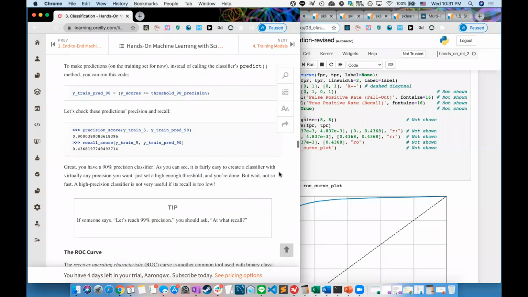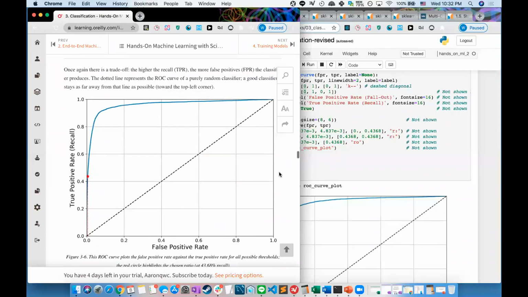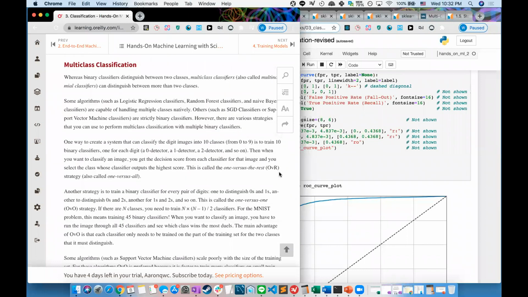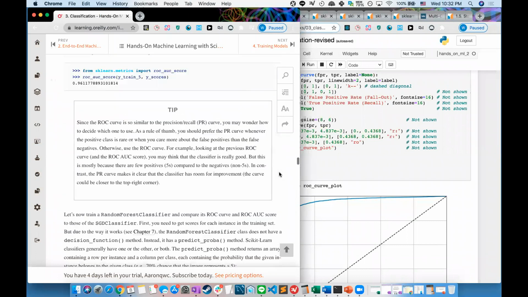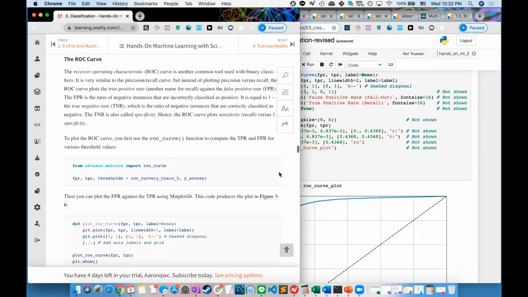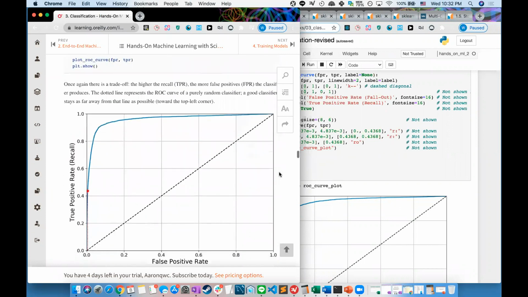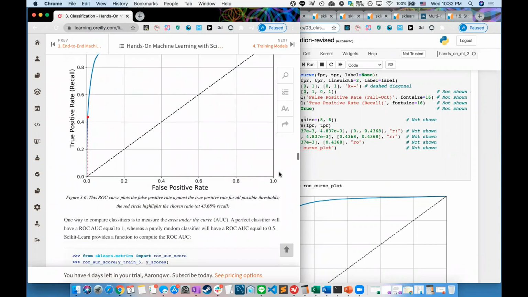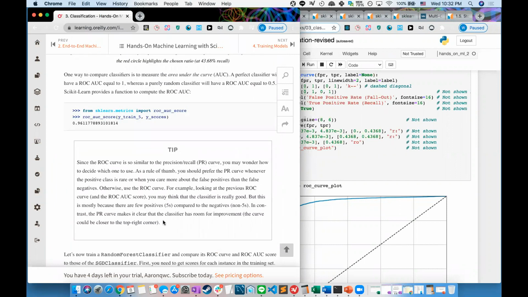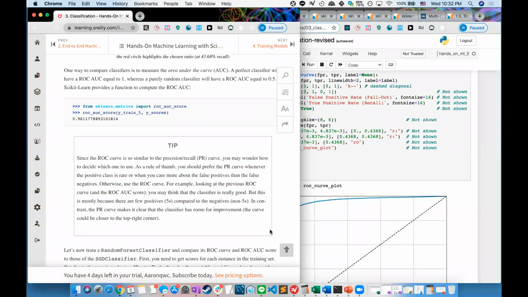Cool. Regarding that as well, in our current reading we will see there is one sentence they comment upon in the ROC curve section, about when to use the ROC and when to use the PR curve. You can find that comment right after the ROC curve, inside the tip section. Since the ROC curve is so similar to the PR curve, you may wonder how to decide which one to use. As a rule of thumb, you should prefer the PR curve whenever the positive class is rare, or when you care more about the false positives than the false negatives. Otherwise, use the ROC curve.